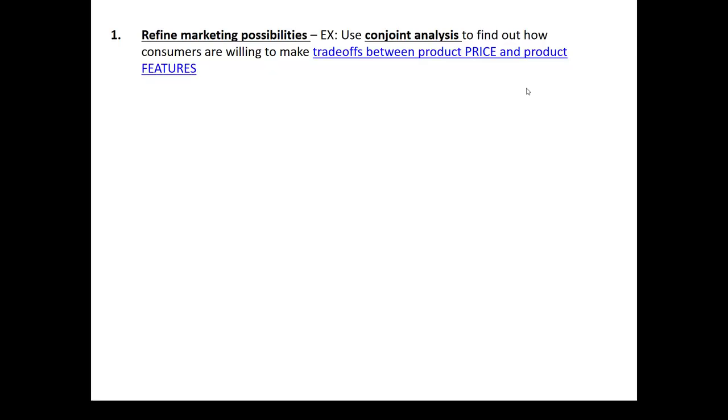Just one example of this would be using a research technique called conjoint analysis to find out how consumers are willing to make trade-offs between the price and product features. I'm going to give you the world's lightest introduction to a conjoint analysis style experiment. We'll do that by playing a little would you rather game.